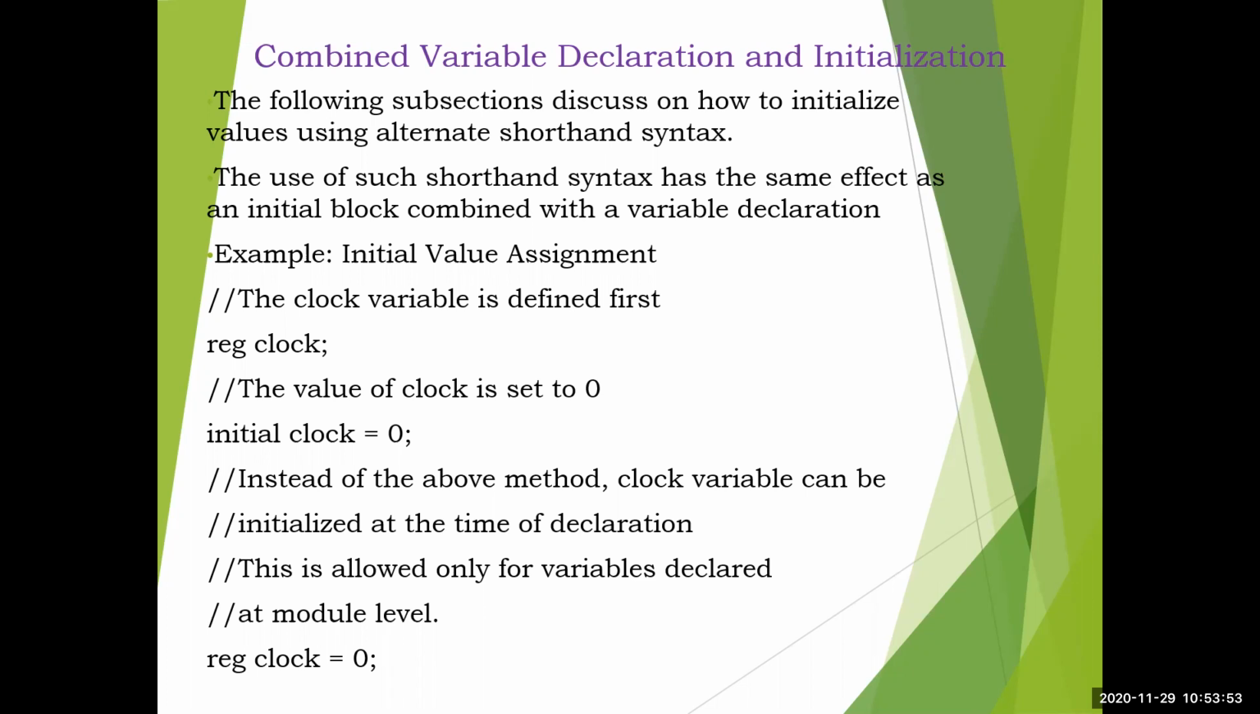This is allowed only for variables declared at module level. So where we have declared reg clock, there only you can make it equal to 0, as in C programming. So no need to write a separate initial also. This is the combined variable declaration and initialization example.